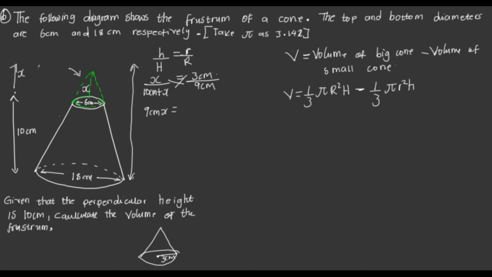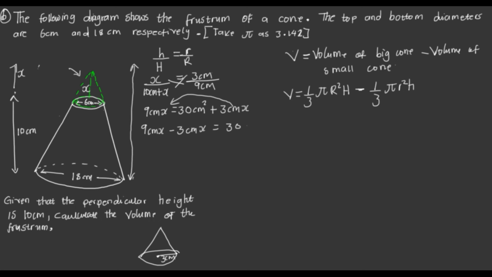So 3 centimeters times 10 centimeters, we get 30 centimeters squared, plus 3 centimeters times x, we have 3 centimeters x. So we can collect like terms. So these 3 centimeters x will shift to the other side. We have 9 centimeters x minus 3 centimeters x is equal to 30 centimeters squared.